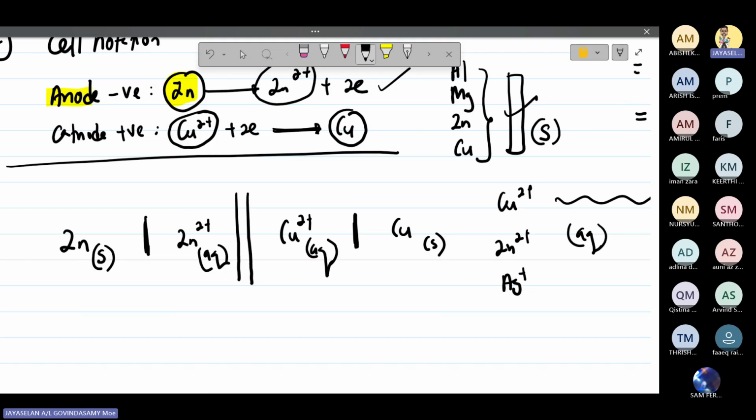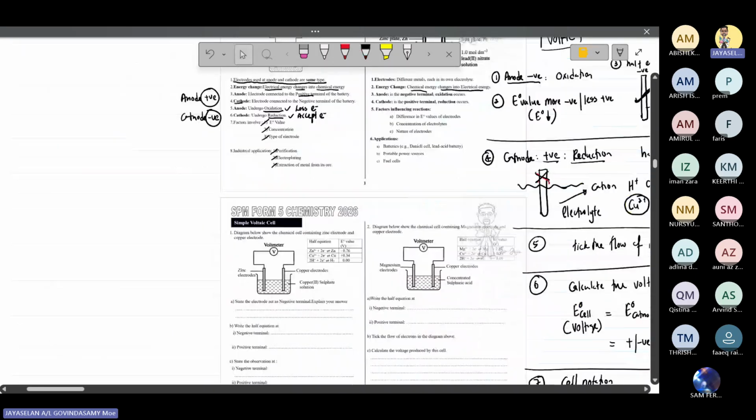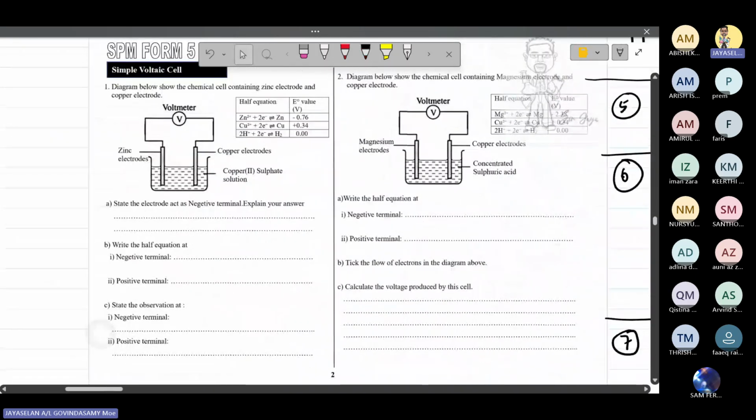So you're going very fast now. I don't understand at all. Okay, we try to do again one more time. So far this is the voltaic cell, and very easy. Now we practice one by one. Simple voltaic cell.